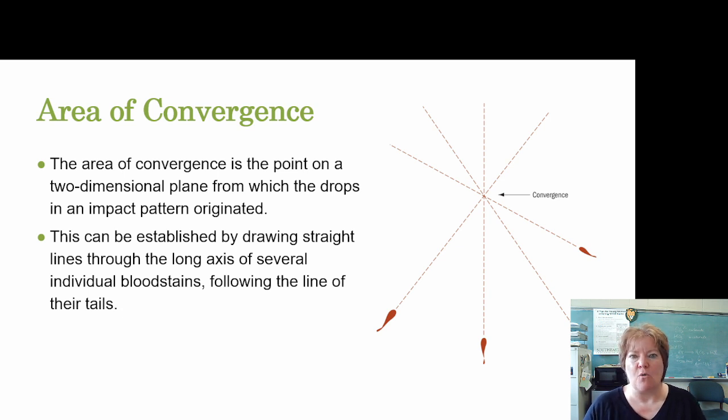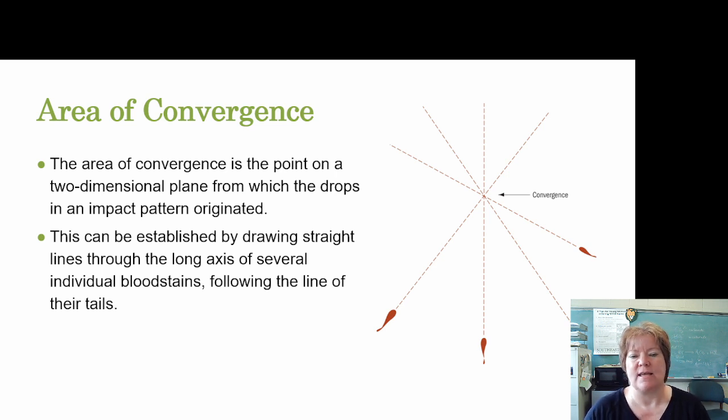And I may need to know, how was the victim standing? Where were they standing? What direction were they facing? To help me understand the nature of the crime itself. So I may need to know that information. So the area of convergence tells me, where was the victim when they were injured?